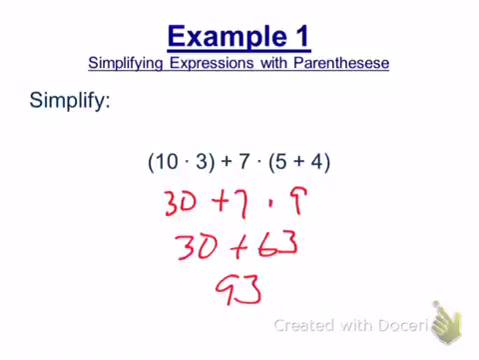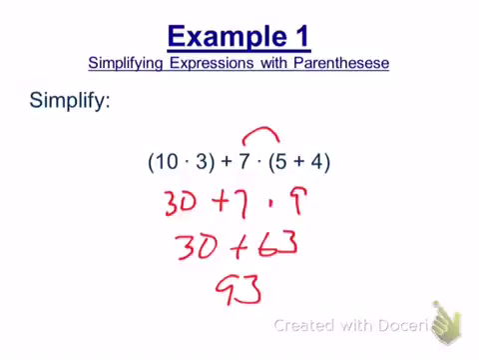Now, where are some places that you could have gone wrong in this problem if you're not careful? On that multiplication symbol outside the adding. You could add 30 and 7. That's the biggest place you could go wrong. Or you could have multiplied the 7 times the 5 and then added 4.